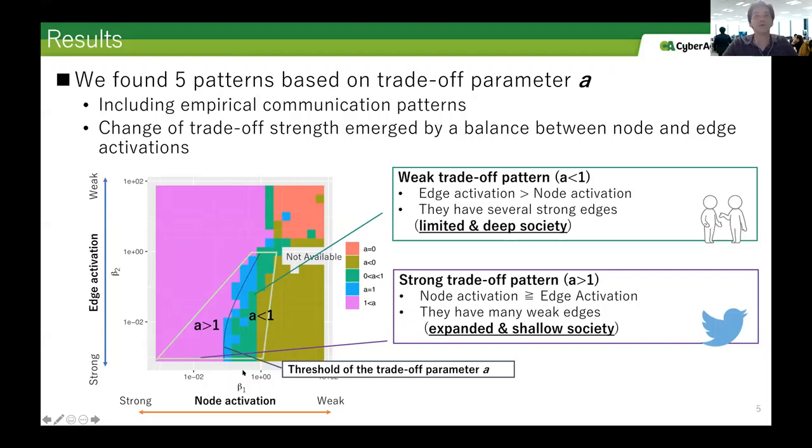This suggests the trade-off of social relationships requires both node and edge activation. One-sided activation does not explain this phenomenon. Additionally, the balance of both changes the trade-off between closeness and number of friendships. Elaborate communication like face-to-face communication may have weaker node activation than lightweight communication like Twitter.